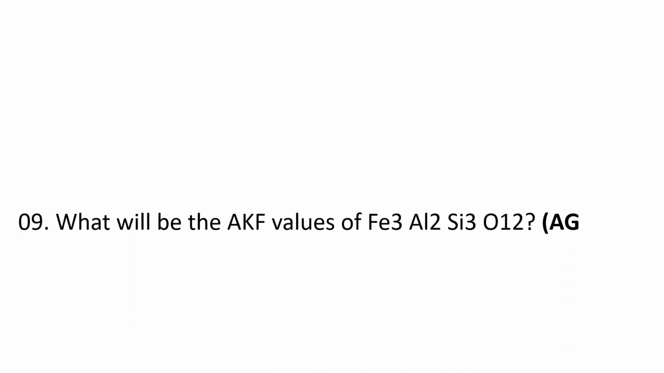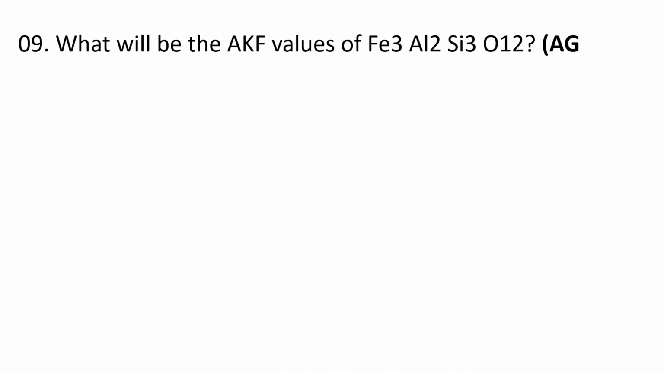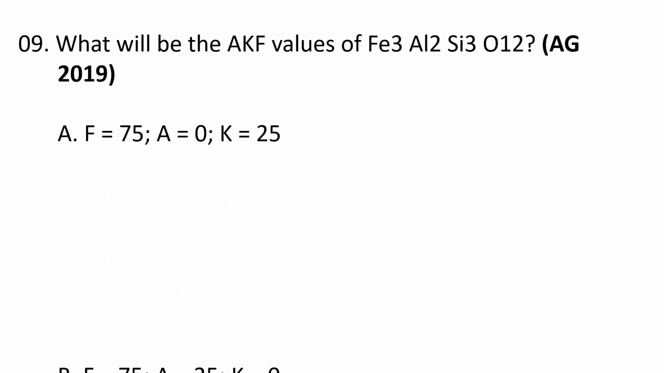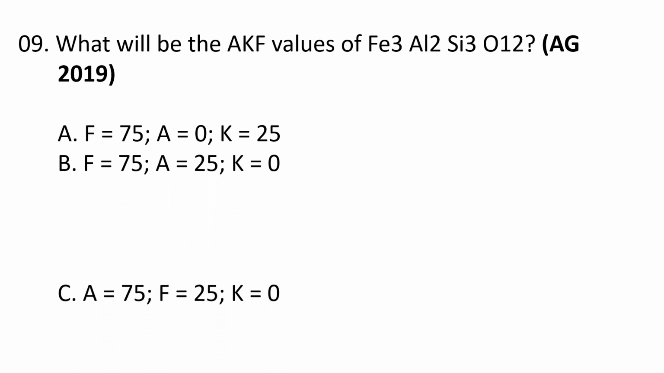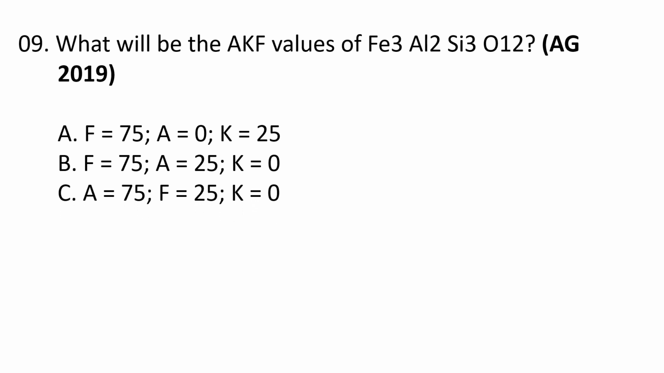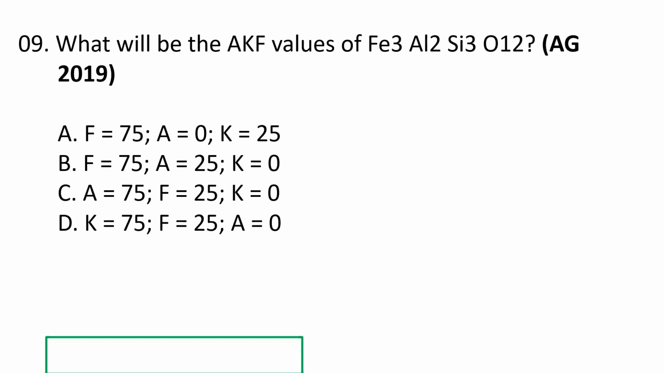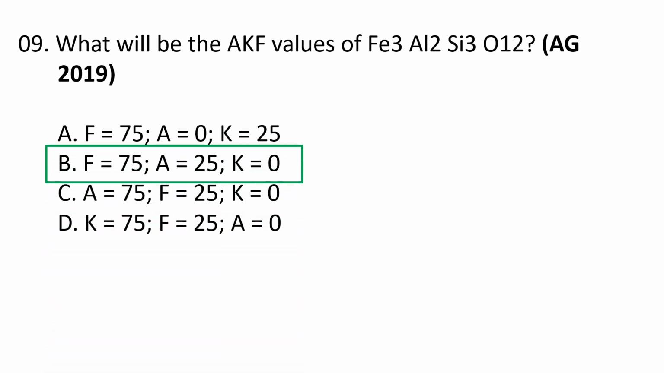Coming to the ninth question. What will be the AKF values of Fe3Al2Si3O12? Choices are A. F75 A0 K25, B. F75 A25 K0, C. A75 F25 K0, and D. K75 F25 and A0. The correct answer is B. F75 A25 and K0. These will be the AKF values of Fe3Al2Si3O12.